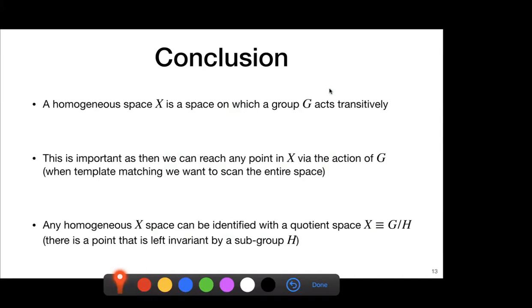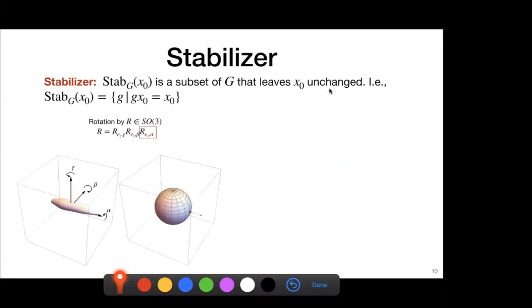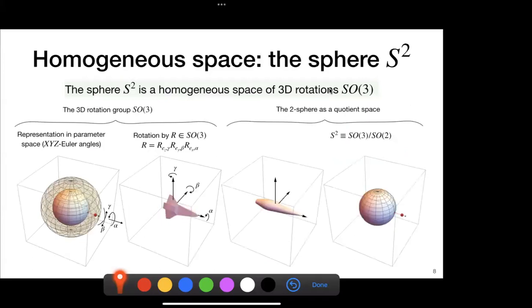So the take home from this is, a homogeneous space is a space on which a group G acts transitively. And this is important because then we can reach any point in your space via the group action. And a homogeneous space can be identified with the quotient space, which puts some symmetry on the group. And maybe that's the important thing here, actually, the symmetry part. Suppose this is a convolution kernel, which has all these degrees of freedom, it can be this complex shape. But if I want to stay on the sphere, then I can do my convolutions with this thing, but that creates a high dimensional feature map. But if I want to stay in the space, then I can put a constraint on my convolution kernel such that if I rotate with this rotation angle, the response does not change.